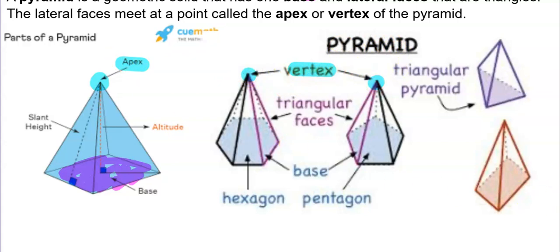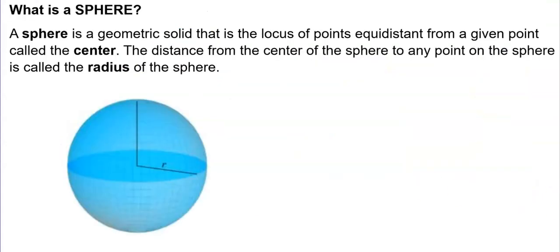Both names are appropriate. A sphere is a three-dimensional solid where every point on the sphere is the same distance from the center, and that distance is called the radius. So right here, this distance is my radius. And that point smack dab in the middle is the center. A sphere is basically a round ball.